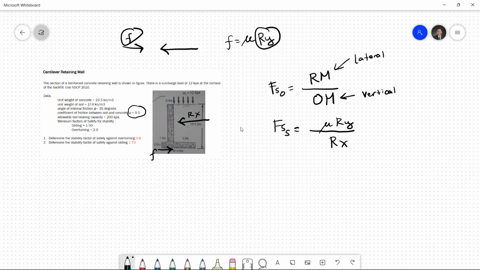Again, you have the force of your capacity divided by the force that pushes. Okay, next. So we now know the factor of safety against overturning and the factor of safety against sliding. So this will be our working equation.